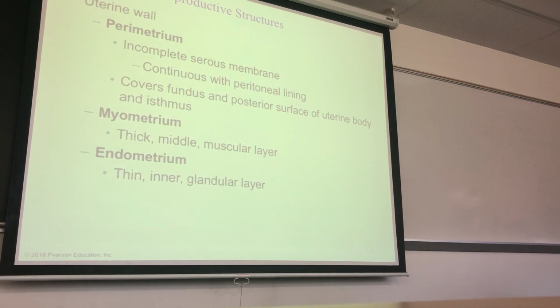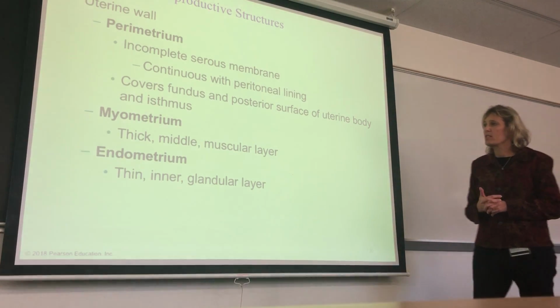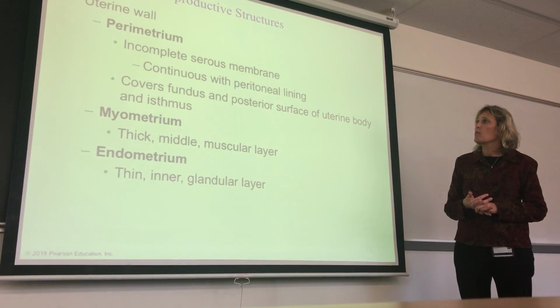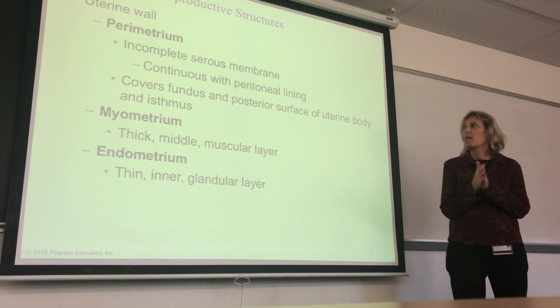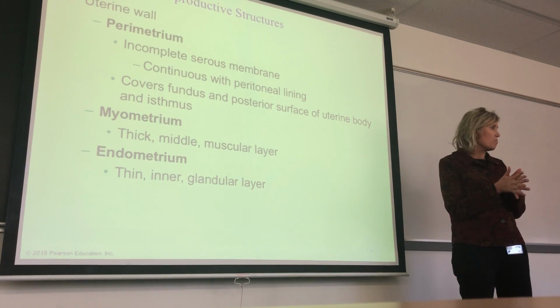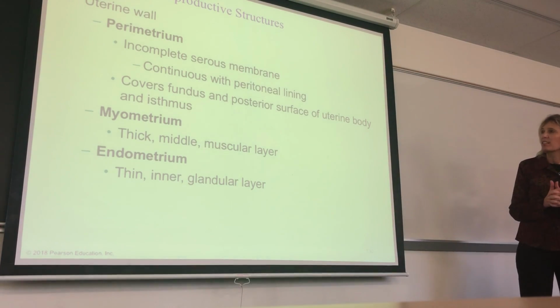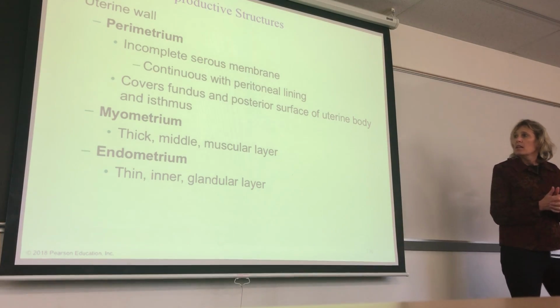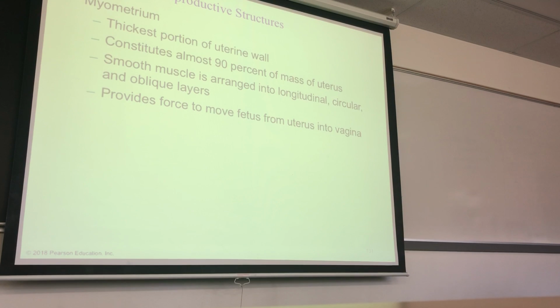Okay, the uterine wall has 3 layers to it. The perimetrium, which is the outermost layer, the myometrium, which is the middle layer, and the endometrium, which is the inner layer. The perimetrium, or the outer layer, is continuous with the visceral peritoneum. So the visceral peritoneum and the perimetrium are kind of connected together. The myometrium is the muscular layer, that's what's going to contract, and then the endometrium has a thin glandular layer that changes in size, that we'll see.